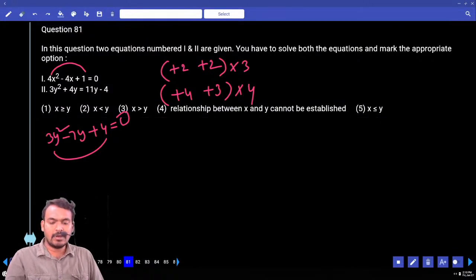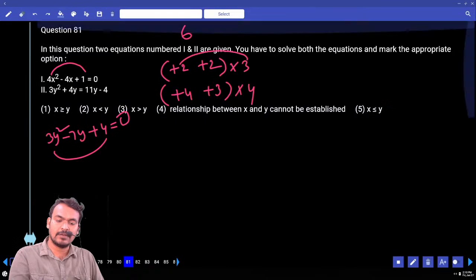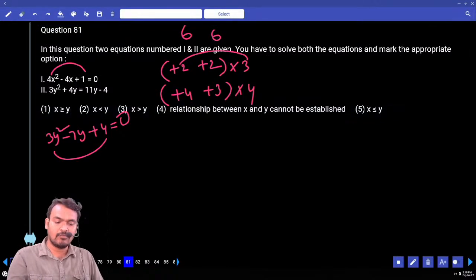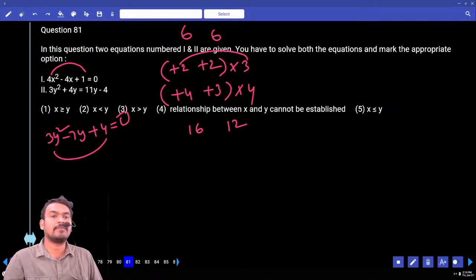What is the x? 3 2s are how much? 6. 3 2s are 6. 4 4s are 16. 4 3s are 12. What is the answer? x is less than y.